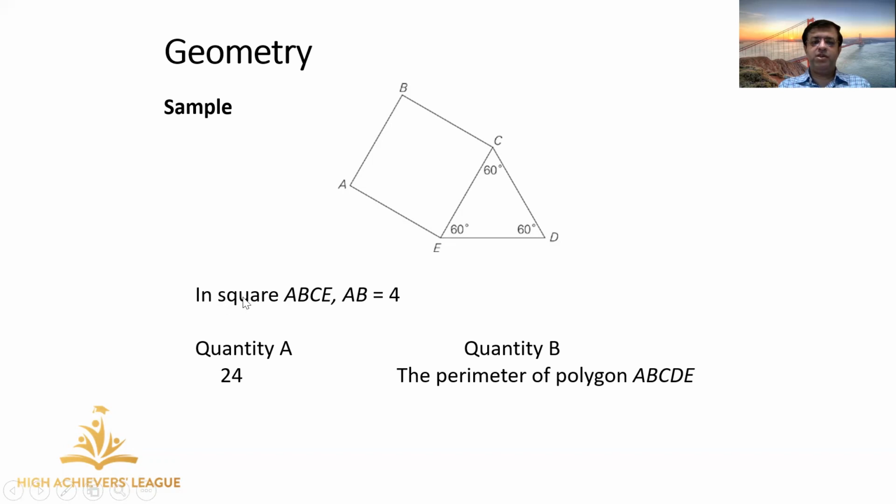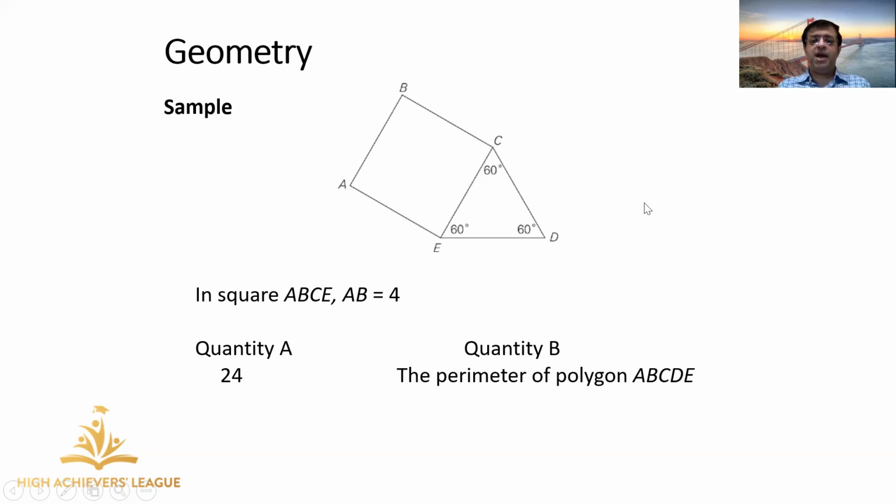What is given to us in square ABCE? AB is 4, and we know that all sides of a square are equal. So if AB is 4, BC will be 4, AE will be 4, and CE will also be 4. But CE also happens to be a side of an equilateral triangle. So this means CE is 4, ED is 4, CD is 4. Now do we have all sides to find the perimeter?